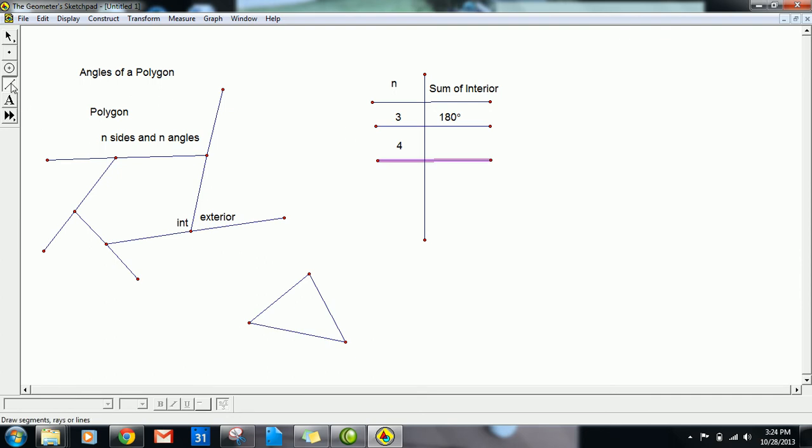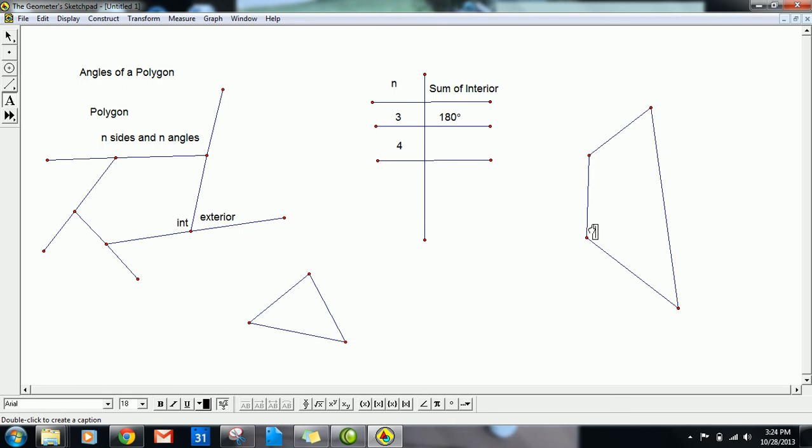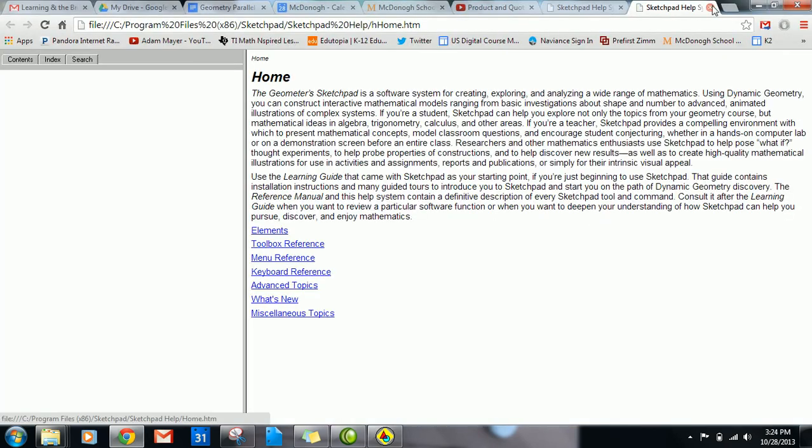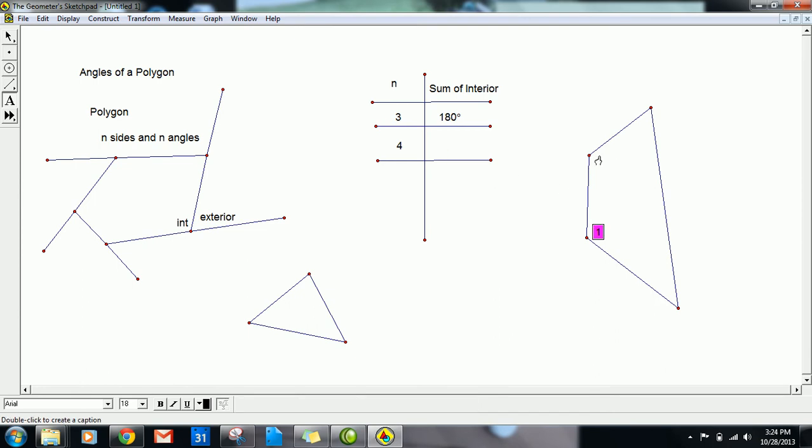So I'm going to create a quadrilateral, right, with 4 sides. We call it a quadrilateral. And it doesn't have to be a nice one in particular. Just any old 4-sided polygon will do. And what I want to figure out is what these angles 1, 2, 3, 4 add up to be.